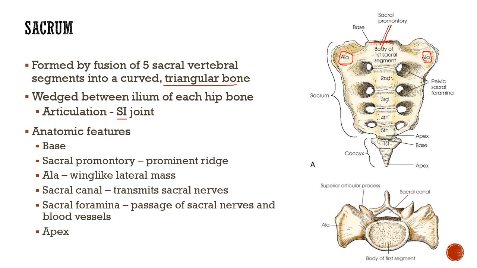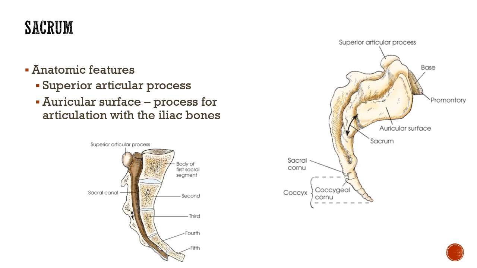The sacral canal is the part that's going to transmit sacral nerves. It's down here. There are several sacral foramina that we can look at here, and those are passages for sacral nerves and blood vessels as well. And the apex is at the bottom, just like the knee. Looking at the sacrum from the side view, we're able to look at the sacral canal from this viewpoint, and you can also see the articular processes and the auricular surface, which is going to join with the ilium.